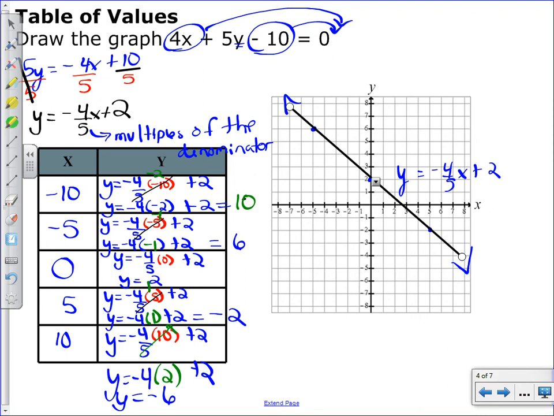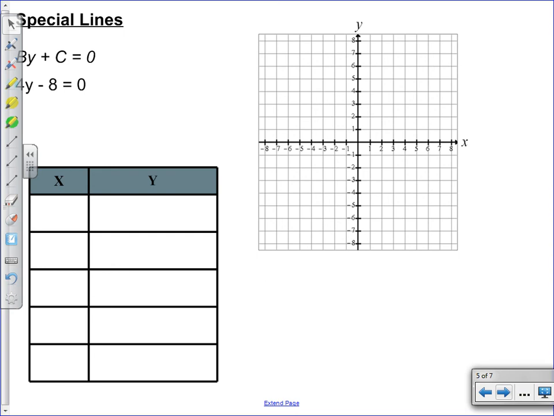Okay, we're going to do two special examples. They kind of look a little different. Why does this line look different? What makes this one special? Okay, let's eliminate this first one. If I have this, 4y minus 8 equals 0, what do we notice about this? Curtis? There's no x.